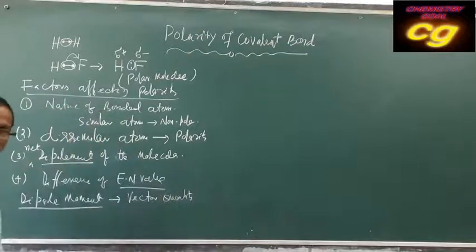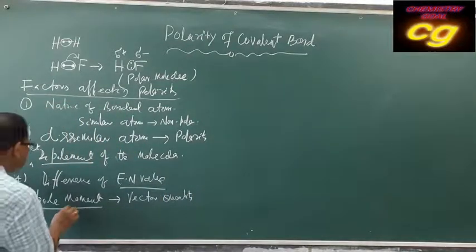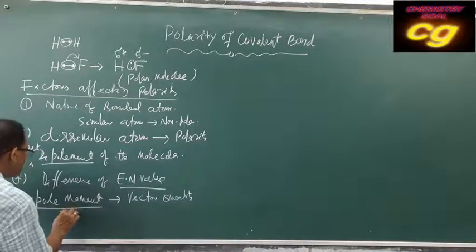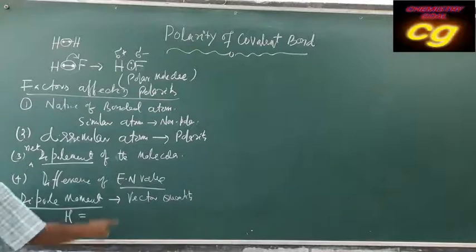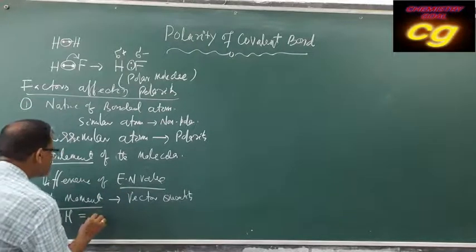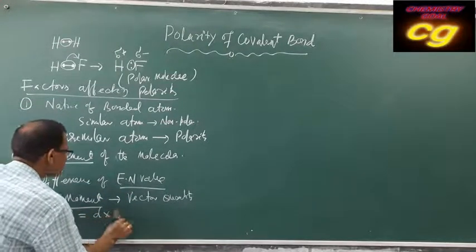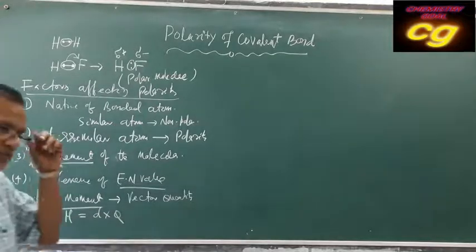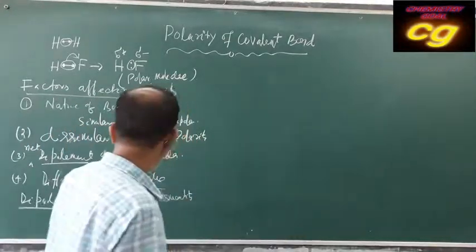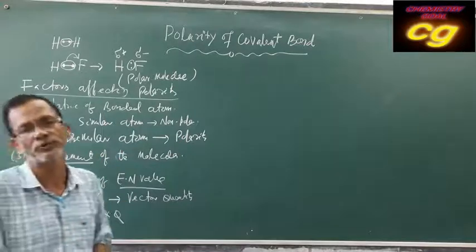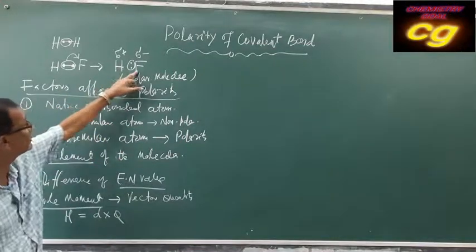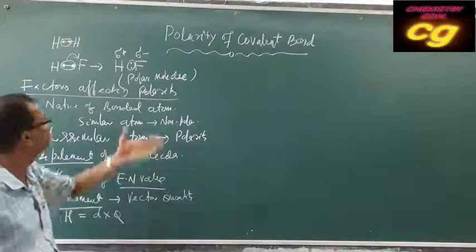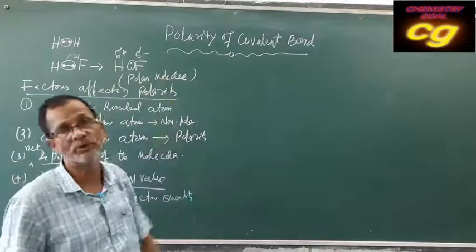It is a vector quantity. It is the dipole moment, generally written as mu. The symbol is mu. Mu is equal to distance times charge, the product of the distance between the two bonded atoms and how much charge is produced. As we know, when there is an electronegativity difference, partial positive and negative charges automatically develop.